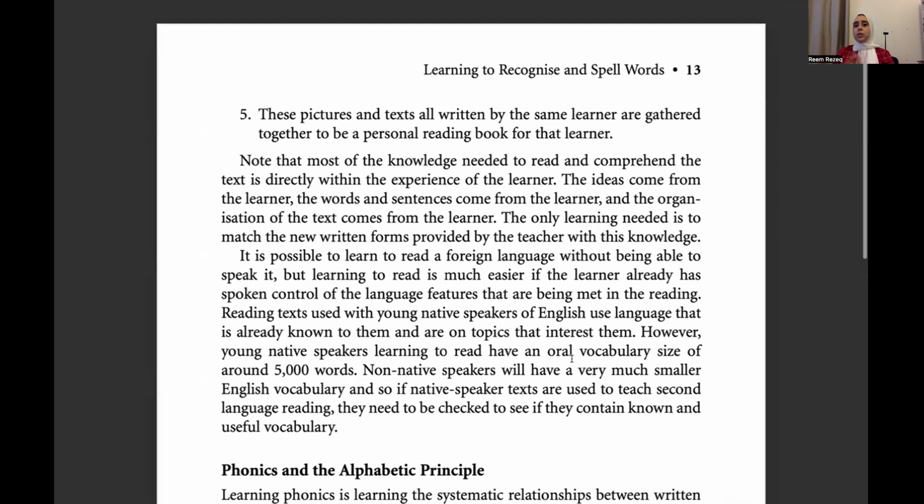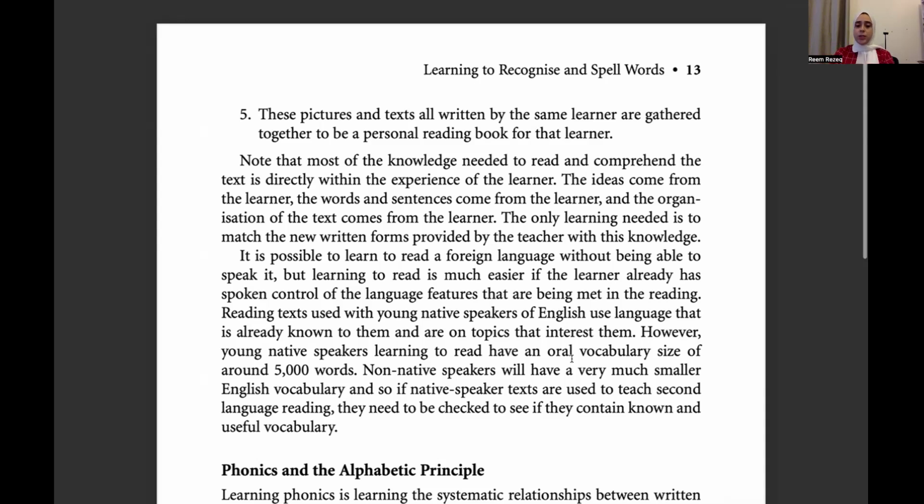So know that most of the knowledge needed to read and comprehend text is directly within the experience of the learner. The ideas come from the learner, and the words and sentences come from the learner, and all of this comes from the learner because the learner is the reader. يعني هلا المتعلم هو قارئ، فأكيد الخبرة هتيجي منه الكلمات والsentences والأشياء هاي. حتى هو create independence learning.